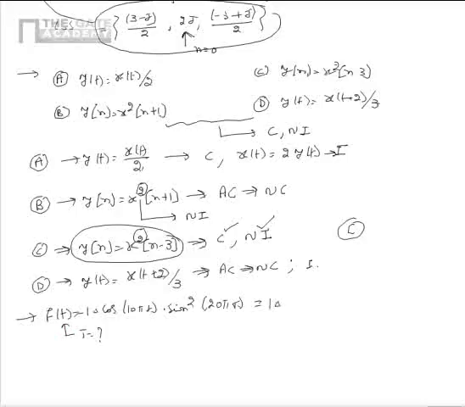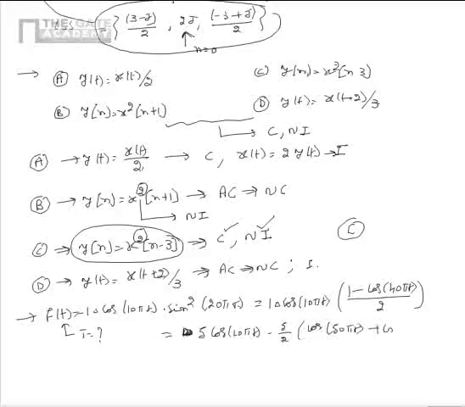So we can simplify f of t as 10 times cos 10 pi t multiplied by 1 minus cos 40 pi t divided by 2. This on simplification can be written as 5 cos 10 pi t minus 5 by 2 multiplied by cos of 50 pi t plus cos of 30 pi t.